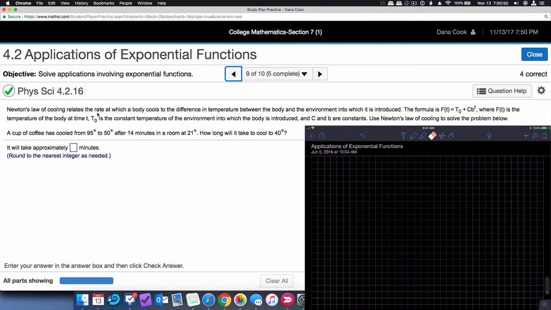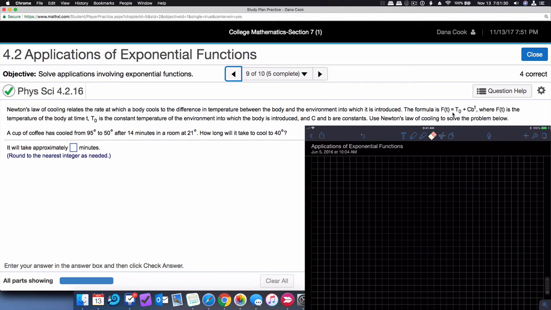So Newton's law of cooling relates the rate at which a body cools to the difference in temperature between the body and the environment to which it is introduced. So picture a room that's at, in this case, 21 degrees. Looks like Fahrenheit because you're using F there. And 95 degrees Celsius would be wicked hot. What's happening with this cup of coffee, or any temperature of the body at which a body cools, and body doesn't mean human body, though it can, they're talking about some mass.